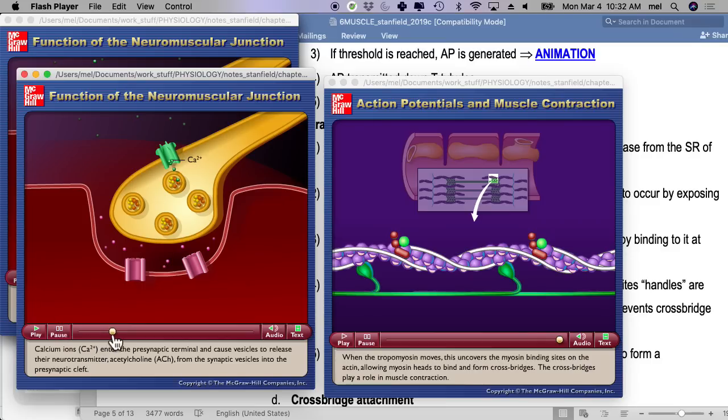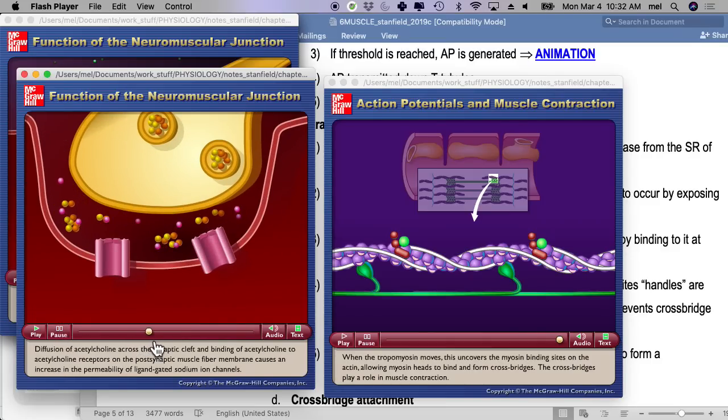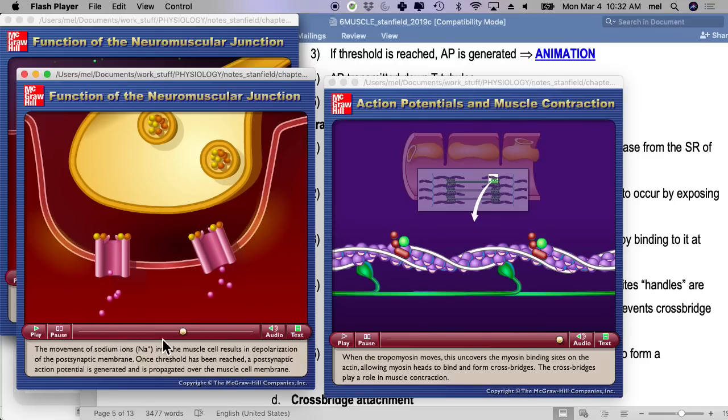I am going to have exocytosis of the neurotransmitter, which is what? Acetylcholine, always acetylcholine. Acetylcholine will diffuse across the synaptic cleft and bind to an acetylcholine receptor that is also a what channel? Ligand-gated sodium channel. Yes? And then sodium will rush in, depolarizing the cell.